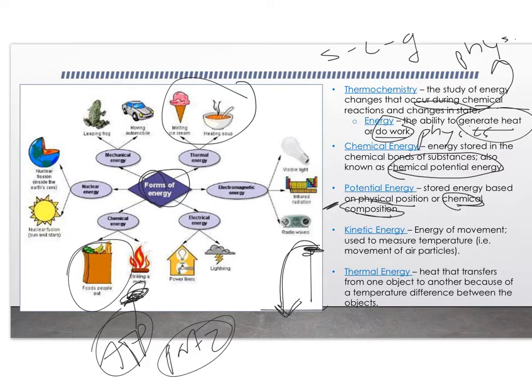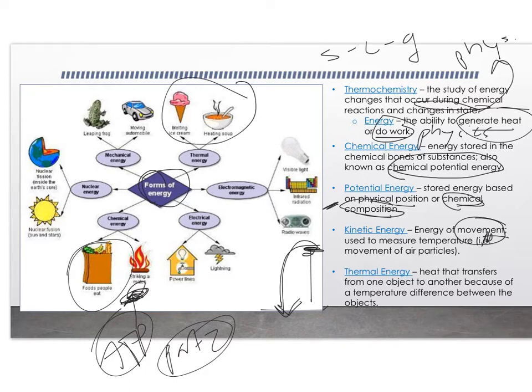Kinetic energy is the energy of movement. So how do we measure the temperature of the air? We analyze the movement of the gas particles, and that either allows the mercury to travel up or down the thermometer, and that's based on the movement of particles. So anytime you think of movement, that is going to be your kinetic energy.